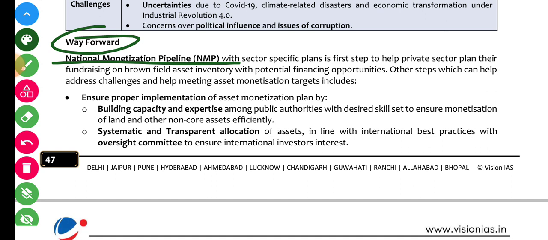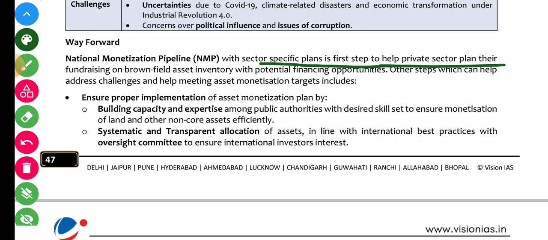What are the ways forward to tackle the monetization crisis? The National Monetization Pipeline. The sector-specific plans are the first step to help the public sector plan their fundraising on brownfield assets. So keep this in mind.